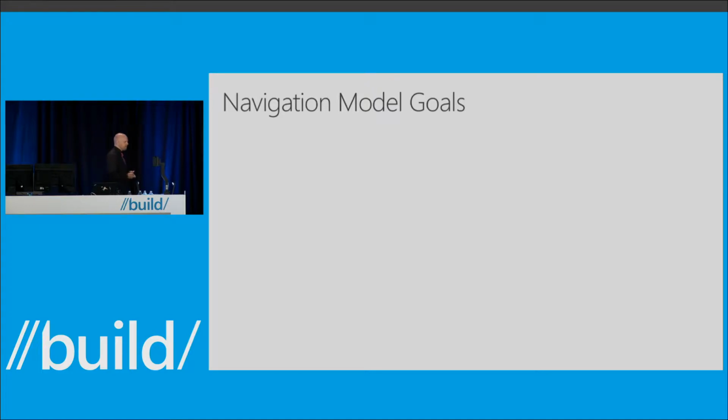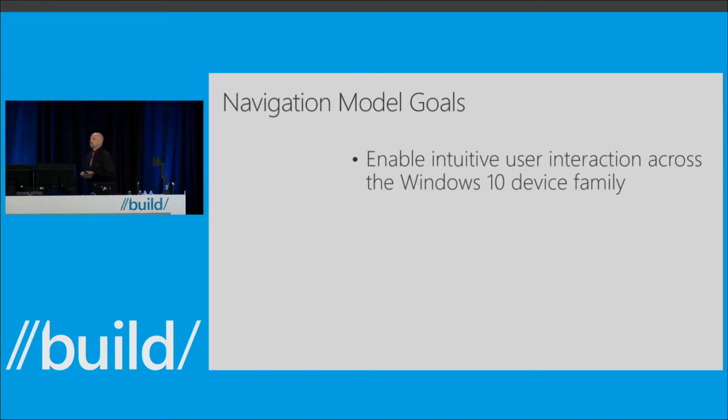With Windows 10, we set out with a couple of goals for what we wanted the navigation model to be and to enable. First off, we wanted to enable the user to feel at home and know their way whenever they pick up a Windows 10 device. So regardless if they pick up a phone or an Xbox or even put on a HoloLens, the way they work with the apps should be intuitive.